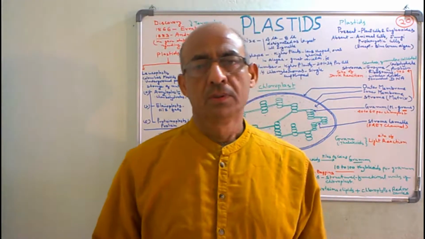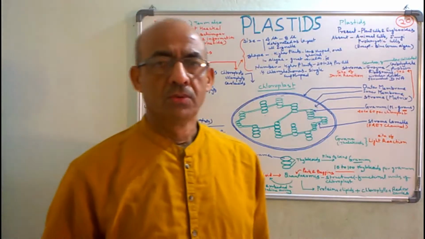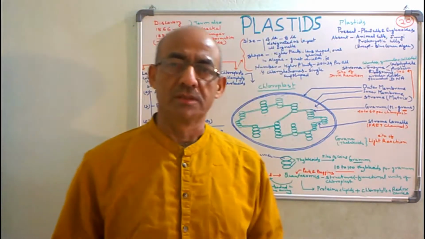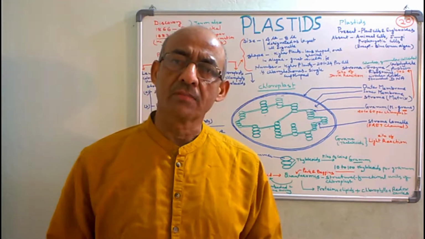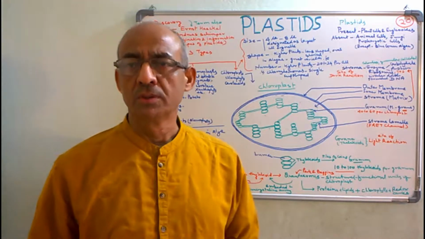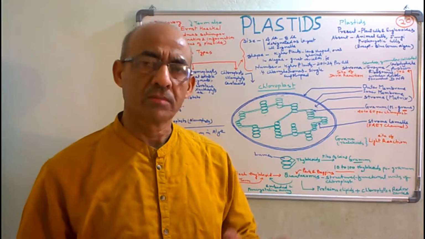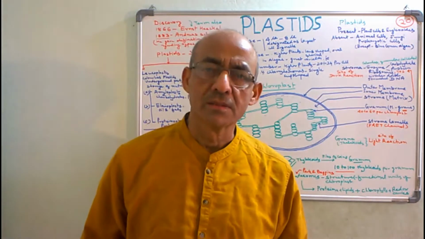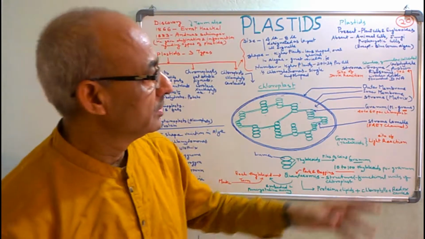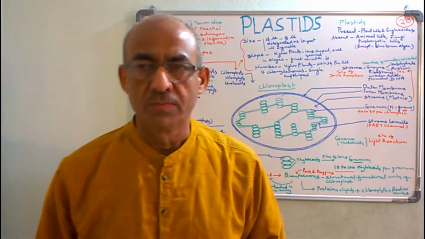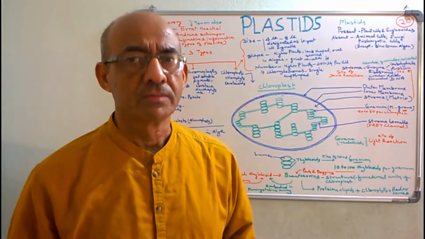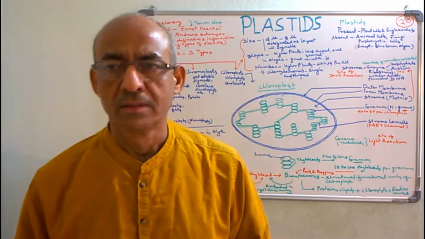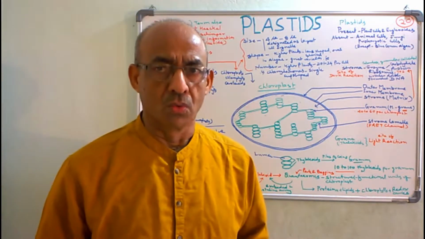Today in this session we are going to discuss plastids. Plastids are membrane bound cell organelles which are mainly found in plant cells and in euglenoids also. They are not found in animal cells and in fungi of plant group.